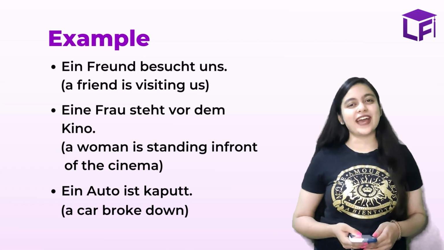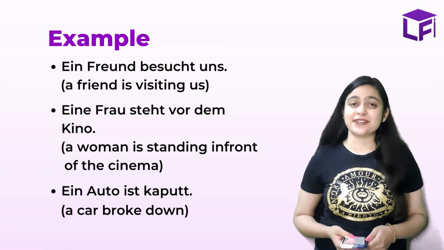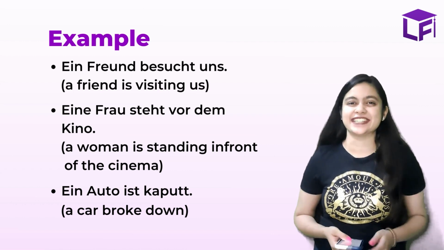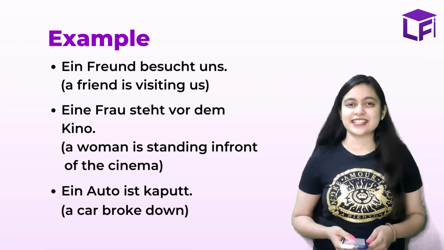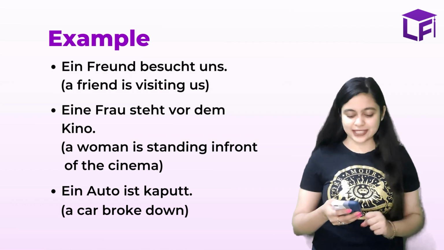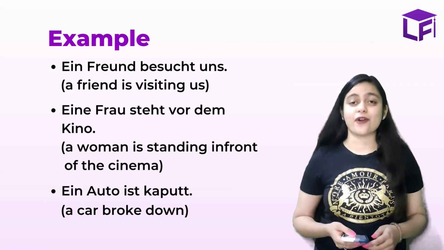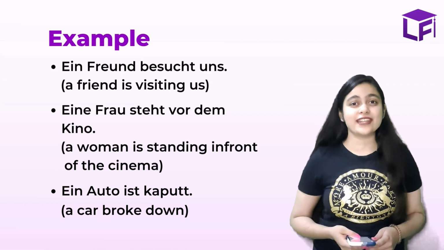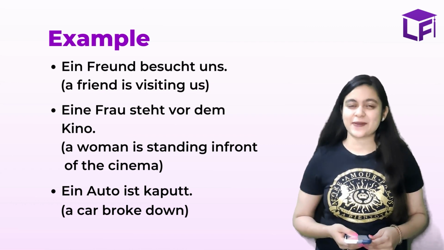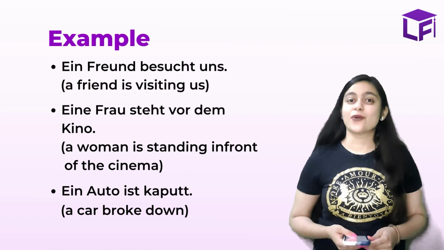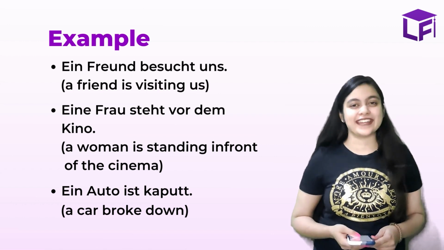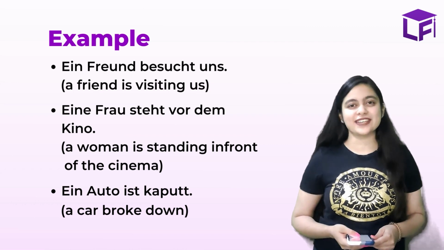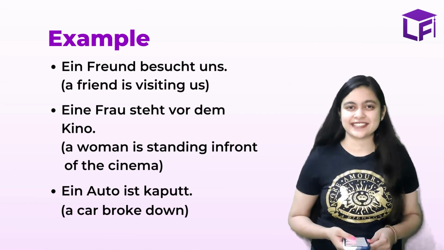Now, let us move ahead and learn the examples for unbestimmte Artikel. When, where and how to place these. Here you go. The first example says, ein Freund besucht uns. Ein Freund besucht uns. So here, who visits us? A friend. So ein Freund becomes your nominative or subject of the sentence.